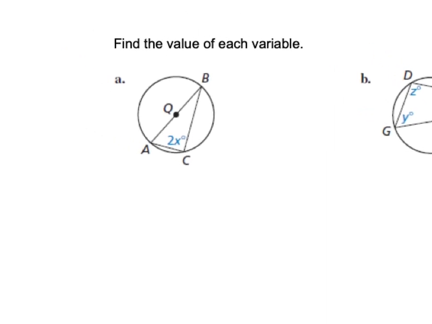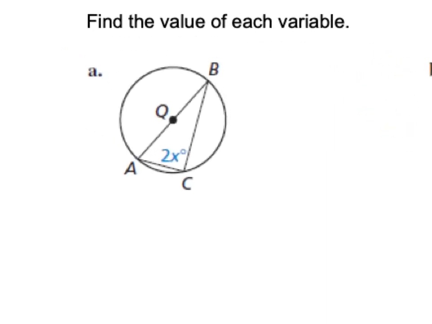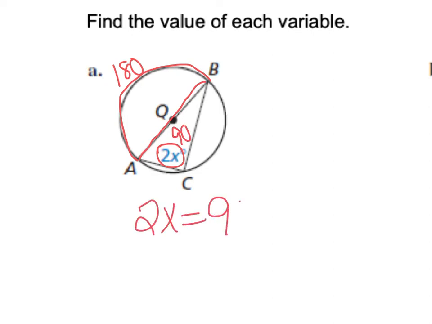Okay, so the first thing I know here is I have a triangle in a circle. Oh, look at that, which means I know that if I have a triangle inside of a circle, that it's a right triangle. I know that this is a diameter. I know that this is 180 degrees because it's a diameter, which means I also know that it's a right triangle, and if this is 180, this is going to be 90 degrees, so I know that 2x equals 90 degrees, and x equals 45.